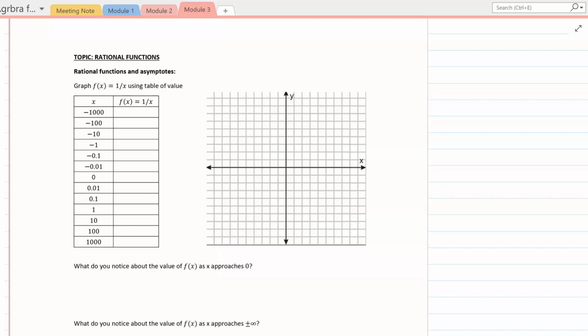Consider the graph of f of x equal 1 over x using the table of values. When x equal negative 1000, f of x equal 1 divided by negative 1000, that is negative 0.0001. And let's fill out this table. When x equals 0, 1 divided by 0 is undefined.